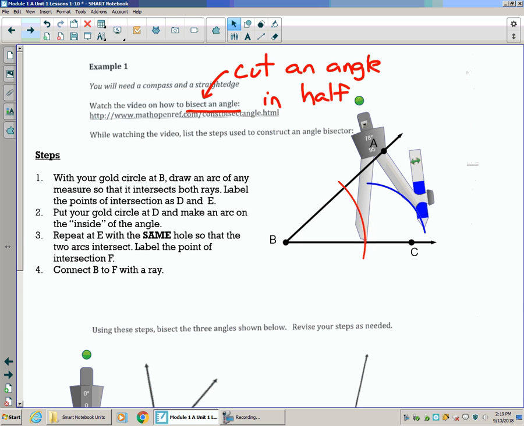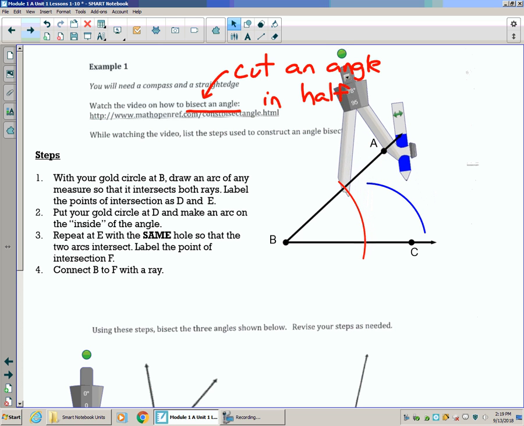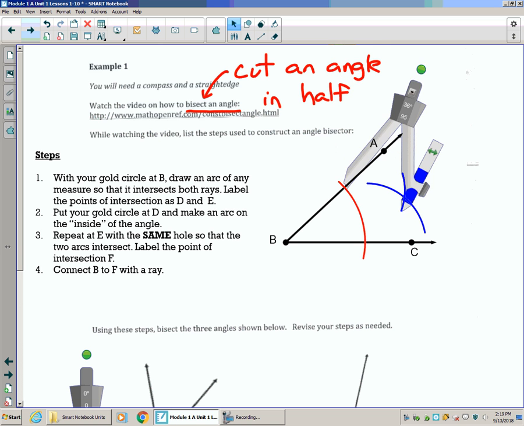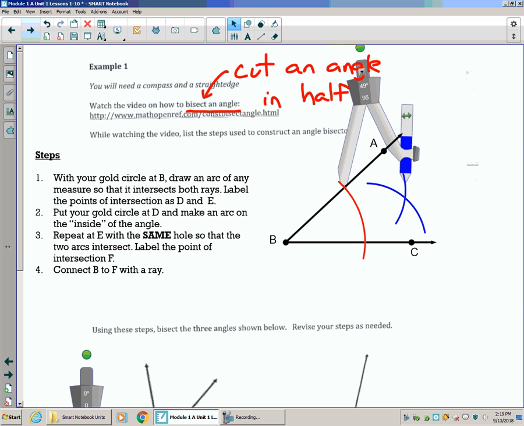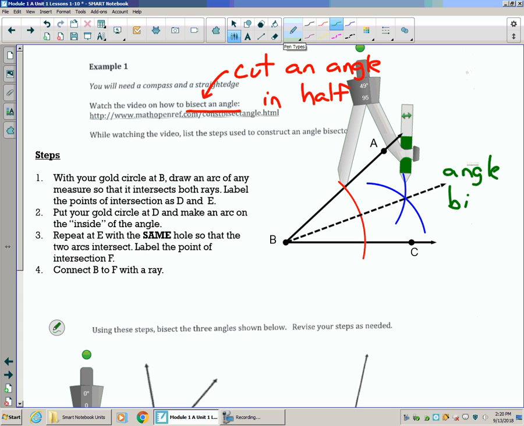My third step is very similar to step 2. I'm going to move to the other intersection point where the red arc hits the angle and do the same exact arc using the same hole in your compass, going the opposite way, and we get this X shape in the middle. That X is going to help me with the straight edge draw a line right through the middle of it, and that is our angle bisector. So I'm going to make a little note, angle bisector. Again, all the angle bisector does is cut the measure of the angle in half, like that.